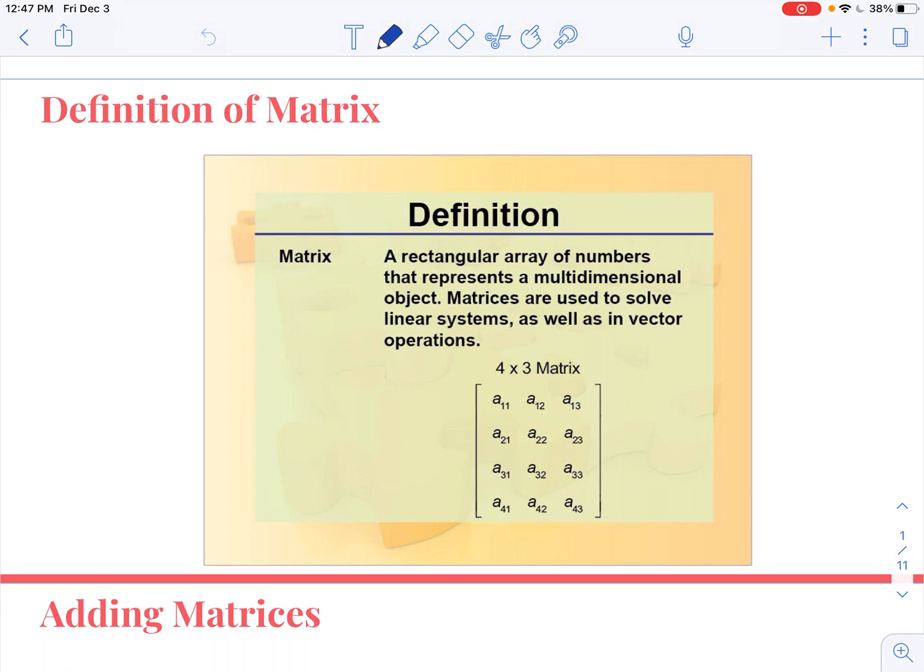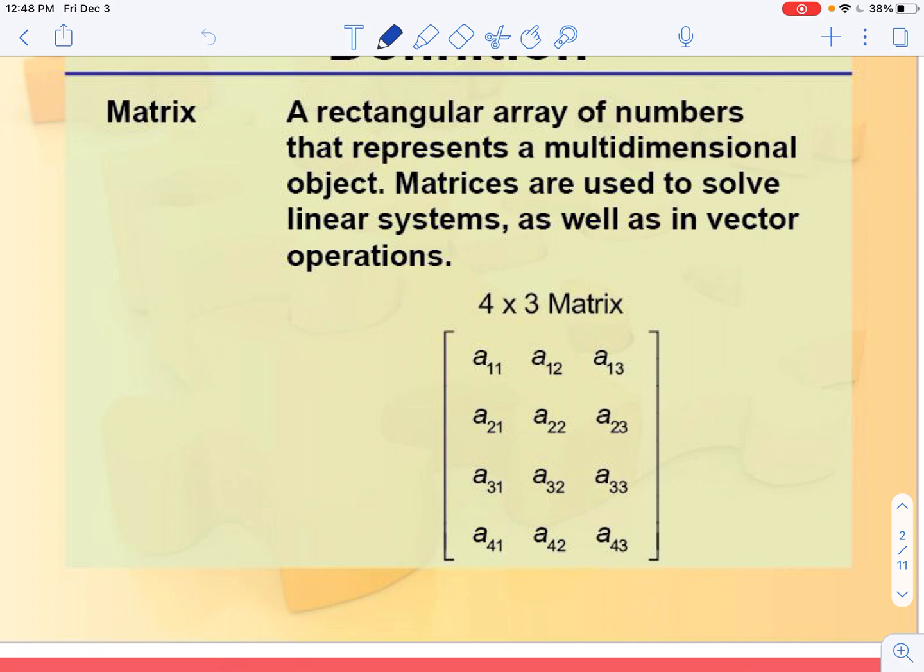So first of all, a matrix is a rectangular array of numbers that represents a multi-dimensional object. Matrices are usually used to solve linear systems as well as in vector operations. So what we have here is a 4x3 matrix. And we count it by the number of rows. So it's always the number of rows times the number of columns.